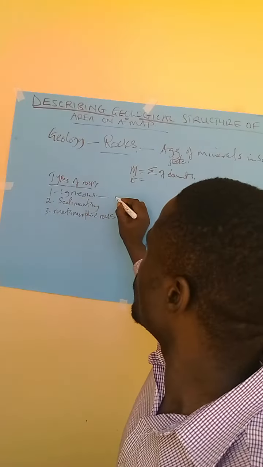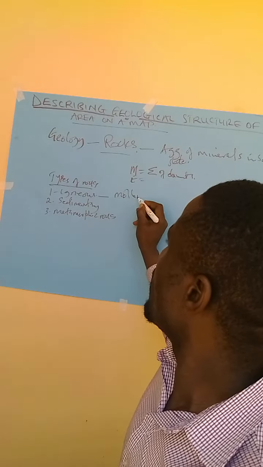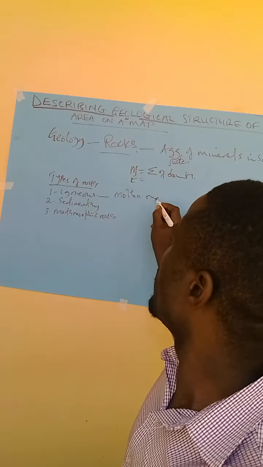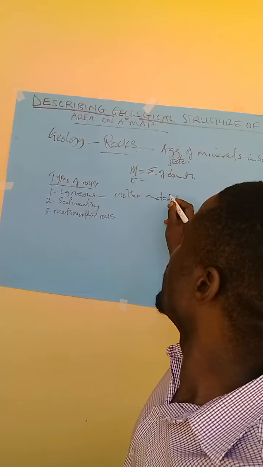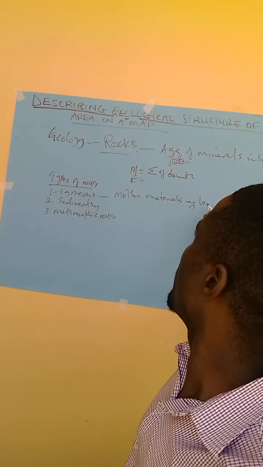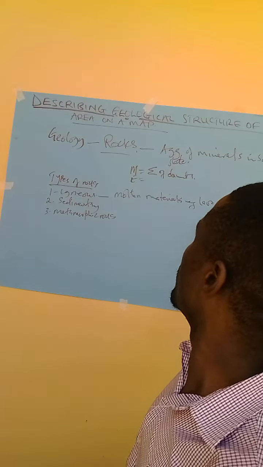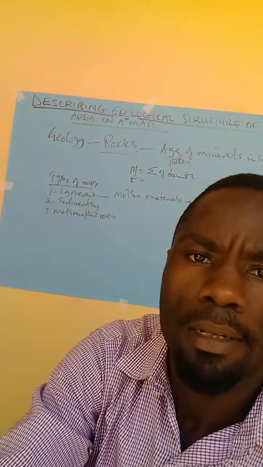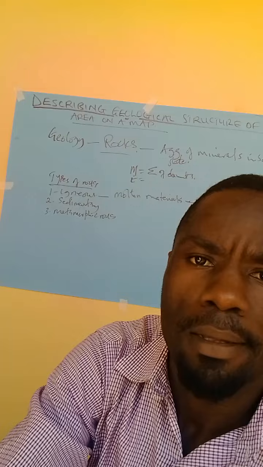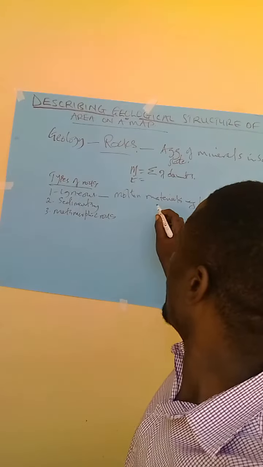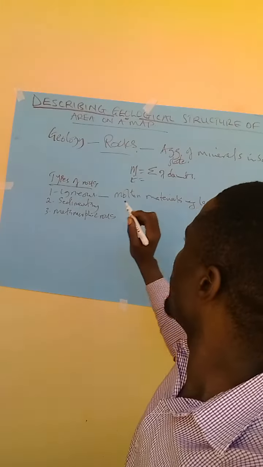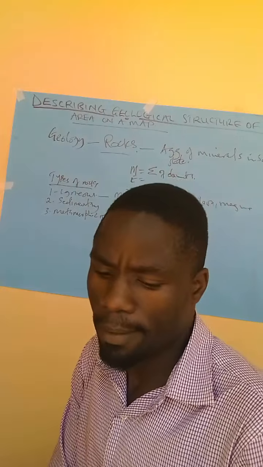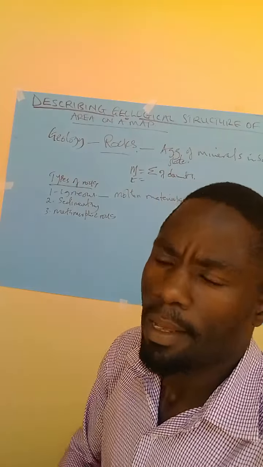To have a simple review of igneous rocks, these are rocks that are formed due to the cooling and the solidification of molten materials. These are rocks formed from molten materials, e.g. lava, magma. Rocks that come from lava or magma, or rocks formed by crystallization.